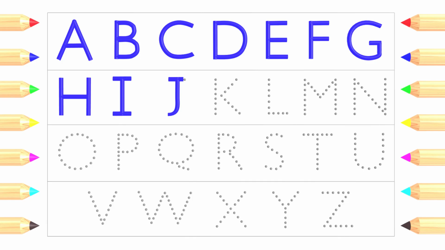Let's begin. A. This is uppercase A. B. This is uppercase B. C. This is uppercase C. D. This is uppercase D.